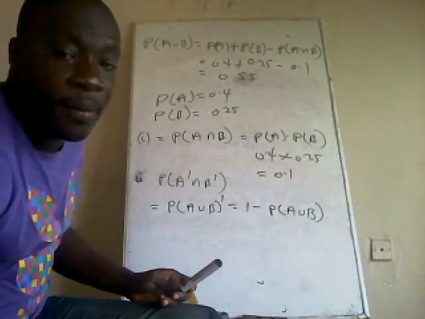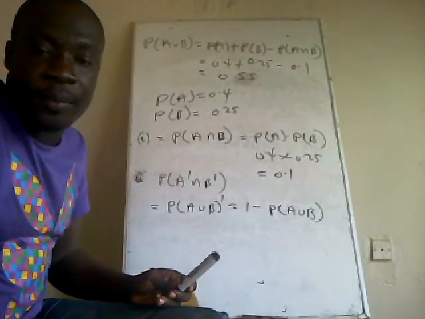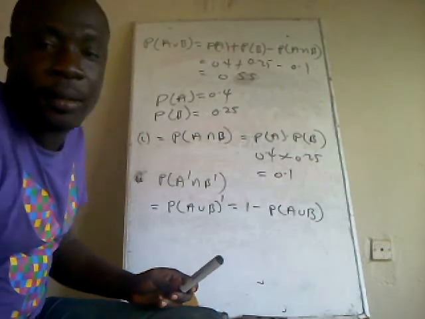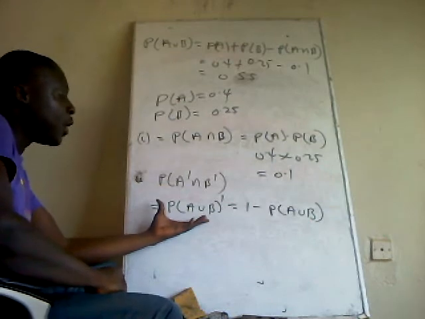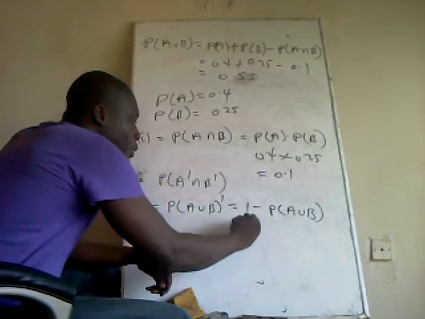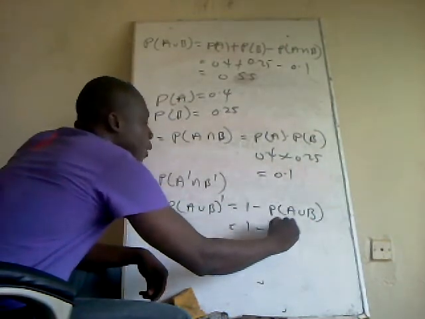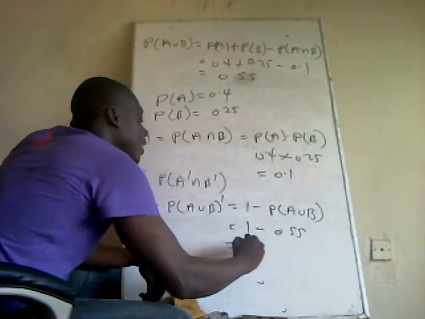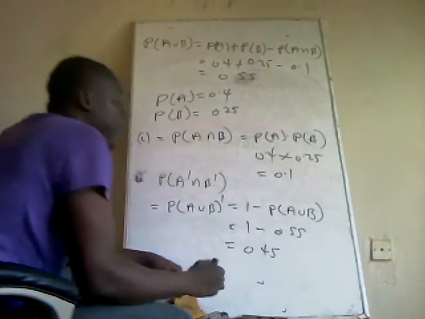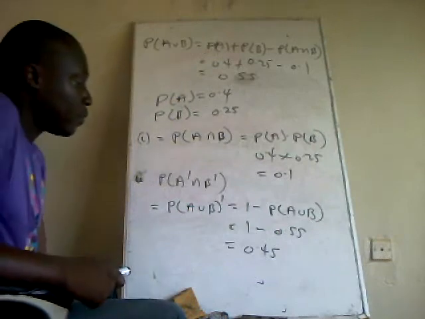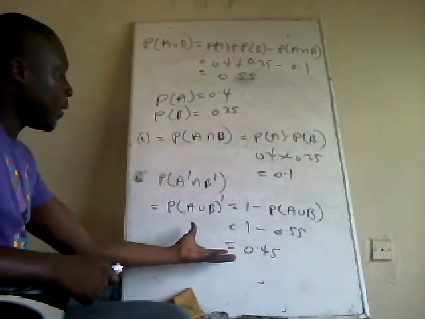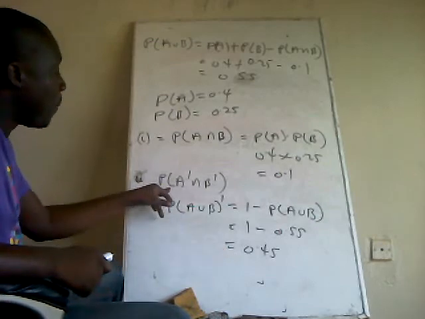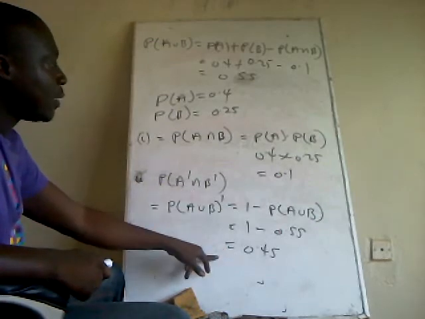So now clearly we can come back and find P of A union B all prime. What is just 1 minus 0.55, which is going to give me 0.45. You understand? It is very clear. Okay, 0.45. So P of A prime intersection B prime is equal to 0.45.